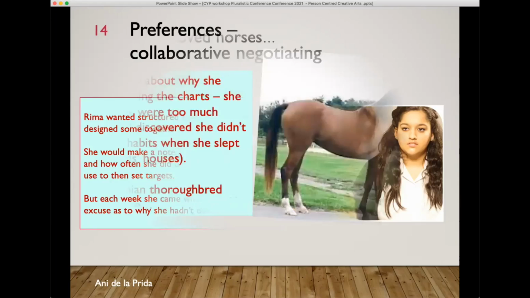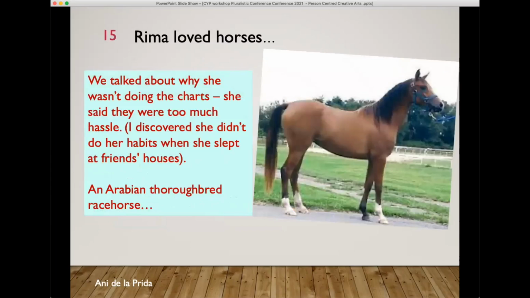So we talked about why she wasn't doing the charts. And she said there's too much hassle. I've got lots of homework and there's just too much of a problem. But I also discovered that when she sat at a friend's house, she didn't have habits. So at that point, it started to connect for me that actually this is much more connected to the parents than I had realised. And Mum was also present at a review, which I'll talk about.